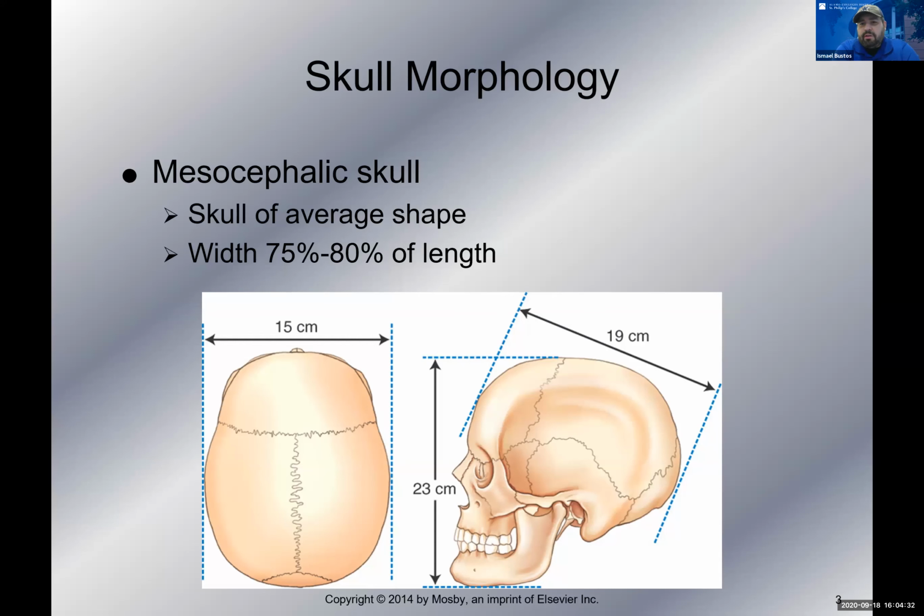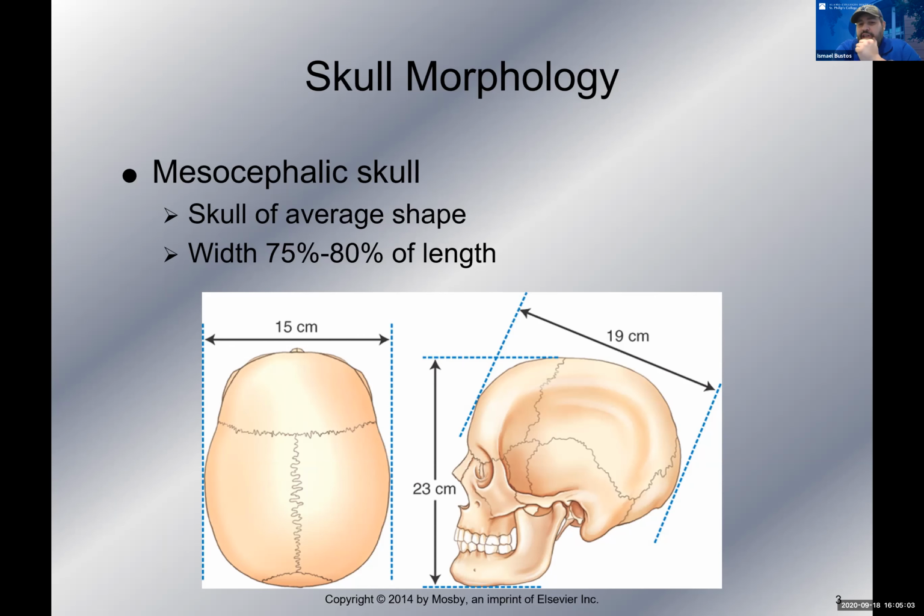First thing we're going to talk about is the skull morphology, or different types of skull that are in all humans. The average size skull, which you'll normally see, would be the mesocephalic skull. So that is the term for an average size skull. And the way to determine the size or morphology of the skull is they look at the width of the skull versus the length, and they compare the two, and then they see what percentage of the length the width takes up.